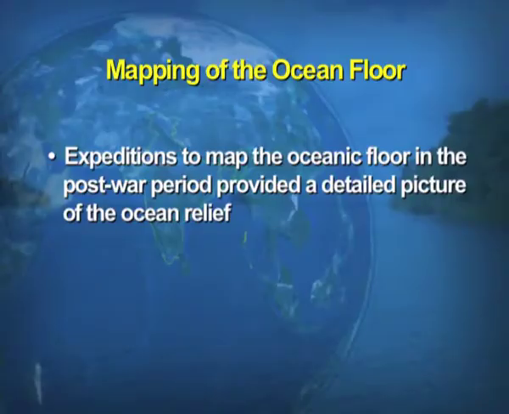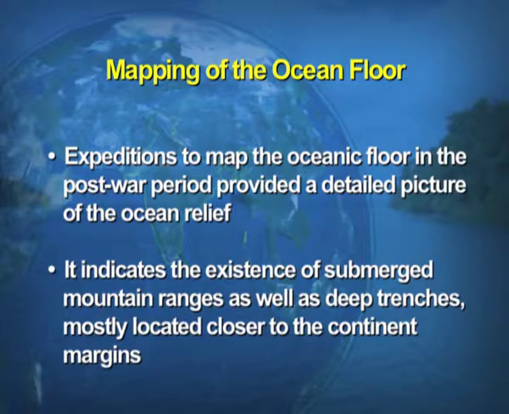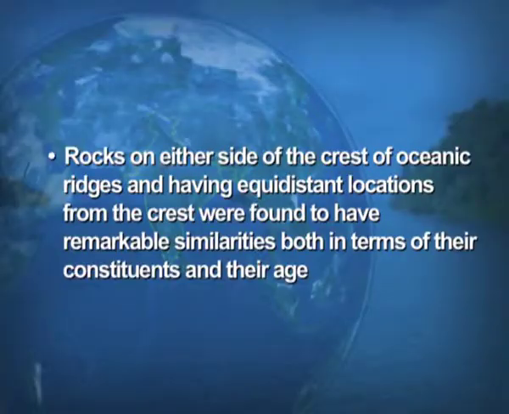Later on, expeditions to map the oceanic floor in the post-war period provided a detailed picture of the ocean floor. It indicates the existence of submerged mountains and trenches, mid-oceanic ridges in the ocean floor. These provided enormous information about the topography of the ocean, and as such the dating of the rocks took place, which talked about the age of the oceanic rocks. It was also found that oceanic rocks were much younger in age as compared to the continental rocks.